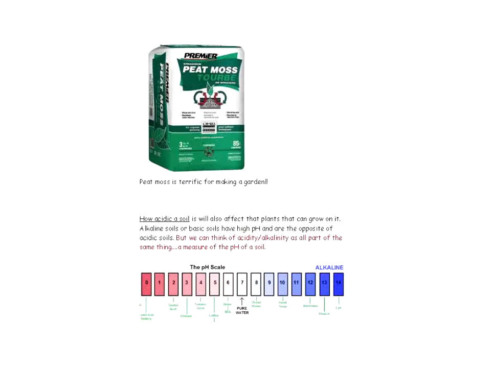Okay, now when we look at how acidic a soil is, that's going to affect the plants that can grow in it. Alkaline soils have a high pH, and alkaline is another name for basic soils. Acidic soils are the opposite, and they have a low pH. And remember that acidity or alkalinity is all part of the same spectrum. So if we talk about alkalinity, in a way it's also a measure of acidity, right?